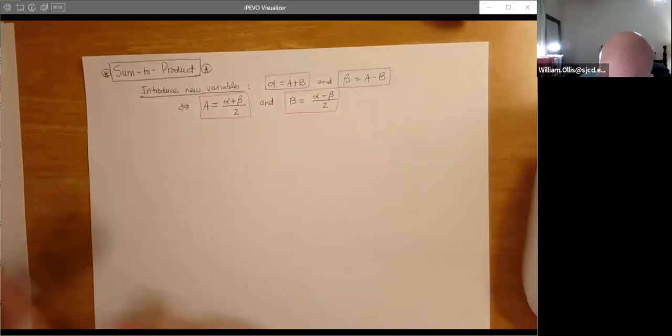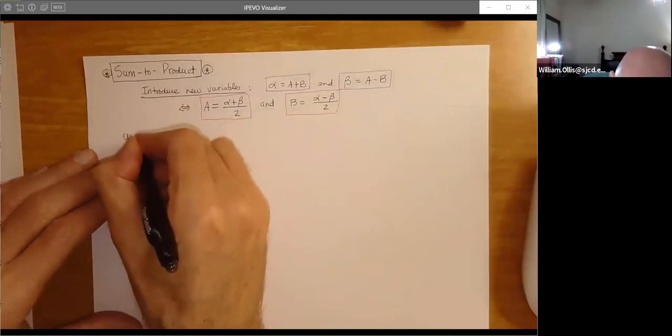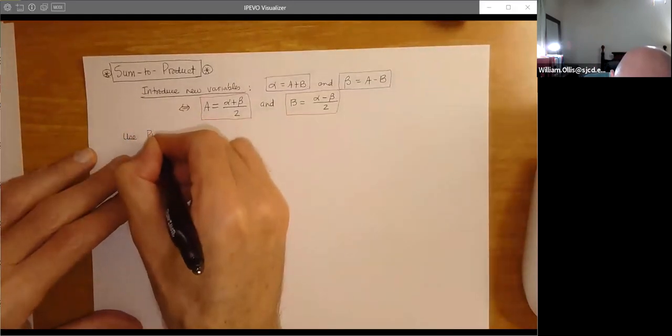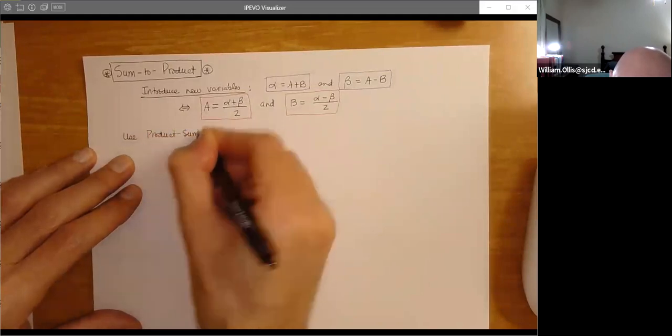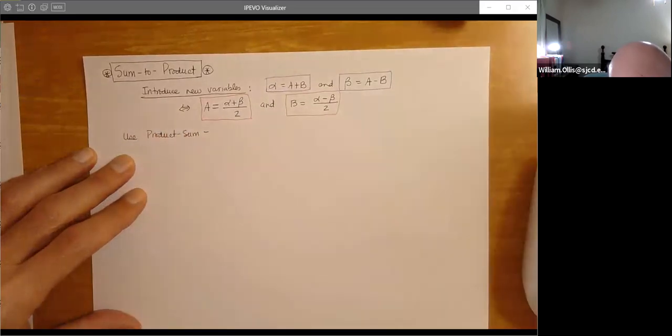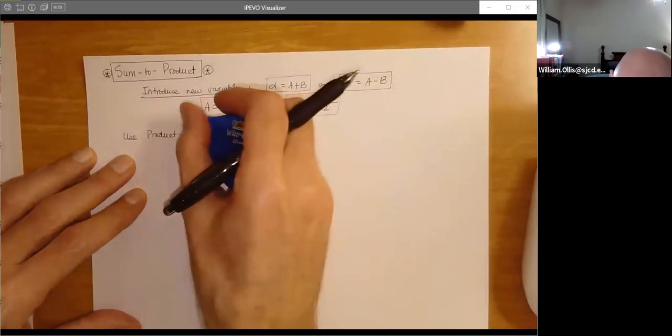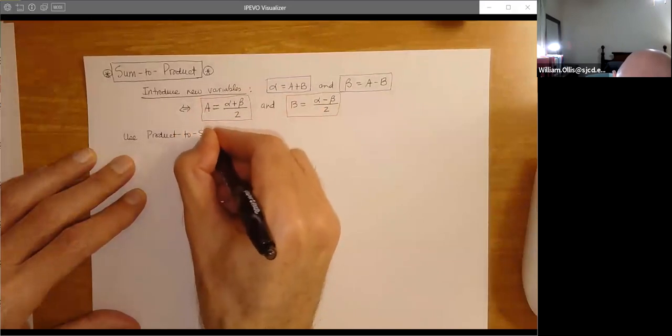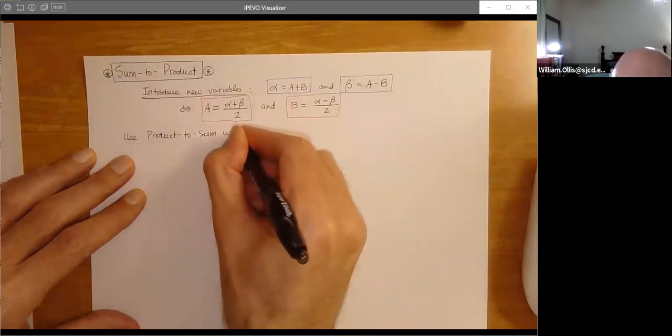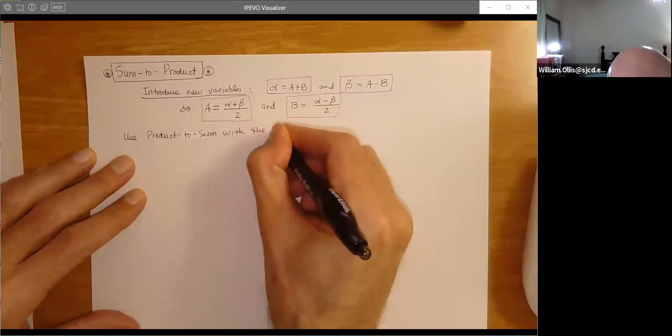Use product to sum. Oh, I left out the 2. Let me put that in. Use product to sum with the new variables.